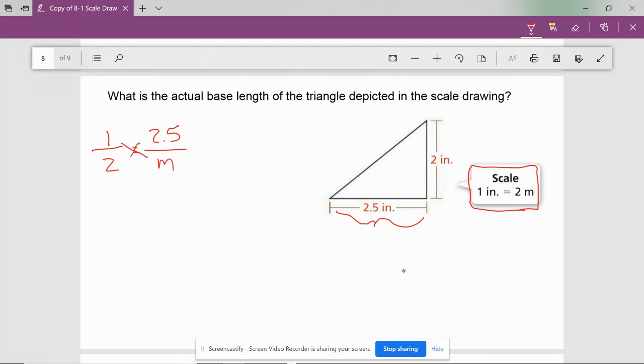So we're going to cross multiply, so we get m equals 5 meters. Okay, so we are changing the scale from inches to meters. So 2.5 inches is going to be equal to 5 meters in actuality. So when we do our scale drawings, there's your answer. Make sure that we're getting our numbers in the right place, and then just do your cross multiplication that we've been doing for a while now.